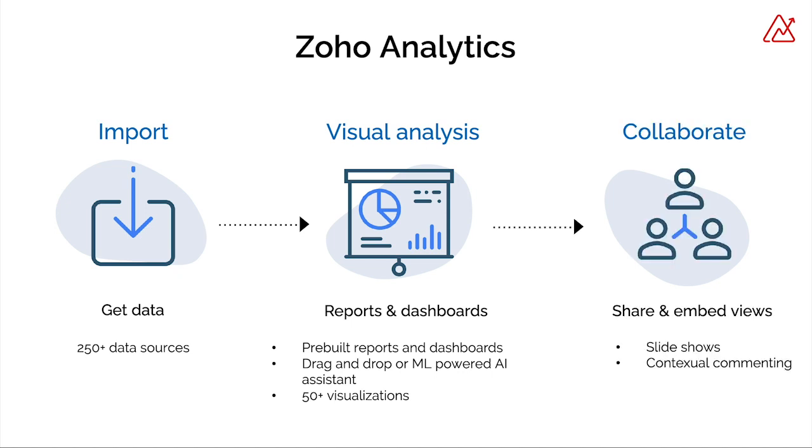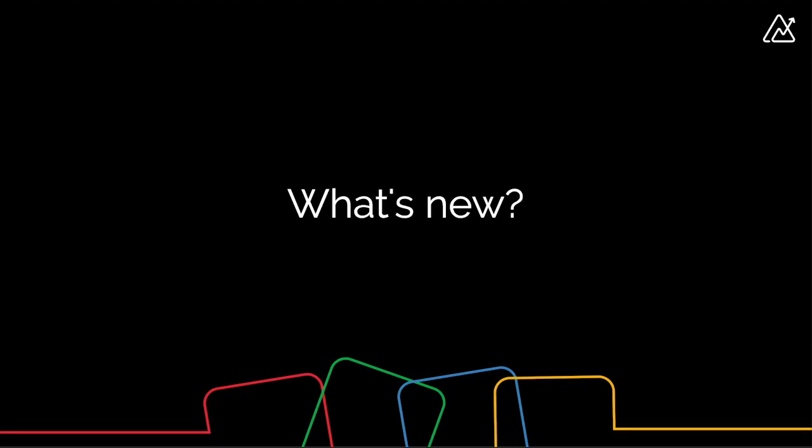It doesn't end there. You can also collaborate with your teams. You can have these reports and dashboards shared with individuals or with groups. You can have them embedded inside your websites or your custom built applications in the context of your workflow. You can have these reports and dashboards up and running on big screens as slideshows. The commenting feature helps you to collaborate contextually for quicker and better business decisions. Now, with that introduction, let's head straight into what's new in Zoho Analytics in Q3.